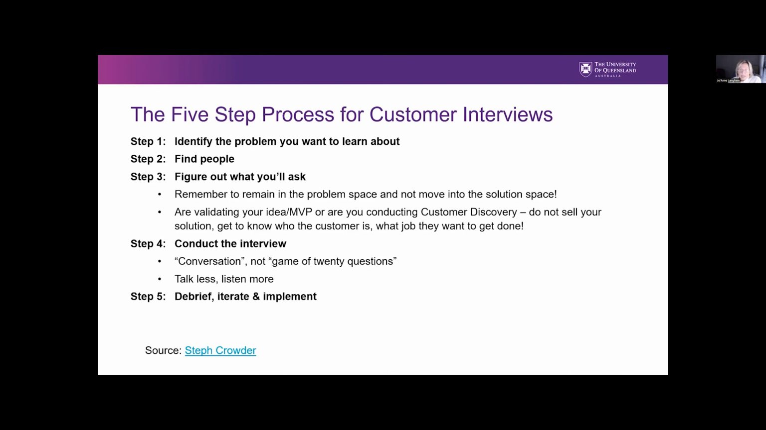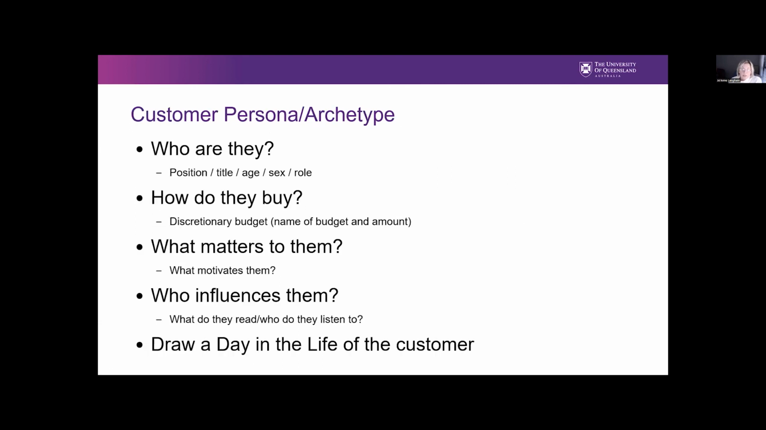Finally, debrief, iterate, and implement any changes that you see are necessary to your business model. From that, you might develop a persona or an archetype of your customer. This is usually something that you'll give a name, and you might even find a picture of someone who might represent them. You'll identify their age, maybe their title or the type of role that they have in a business or the type of activities that they're doing.